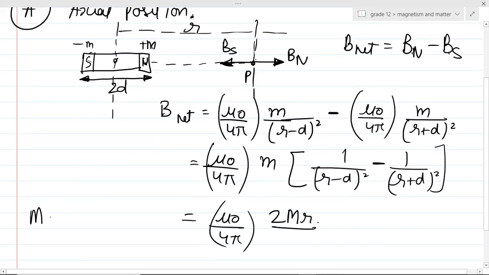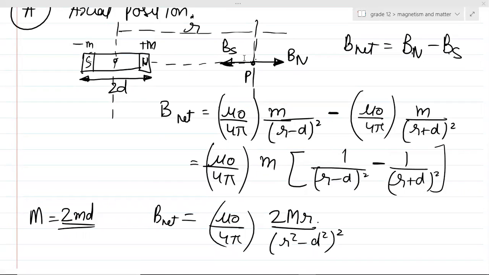Well, what is capital M? It is twice of small m into d. I have already replaced it. Okay, and this will be r square minus d square, whole square. This is the magnetic field.